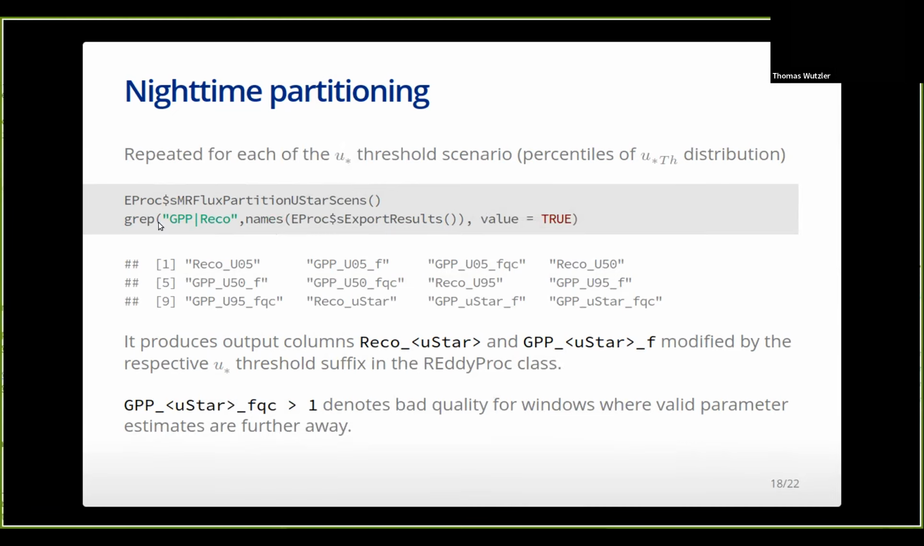And then you will have new output columns in the results, which are Reco and GPP, for all the different new u-star threshold scenarios. And you have an additional column, the GPP fqc, which, if bigger than one, denotes bad quality windows where the fit to this light response curve was there, but very uncertain.